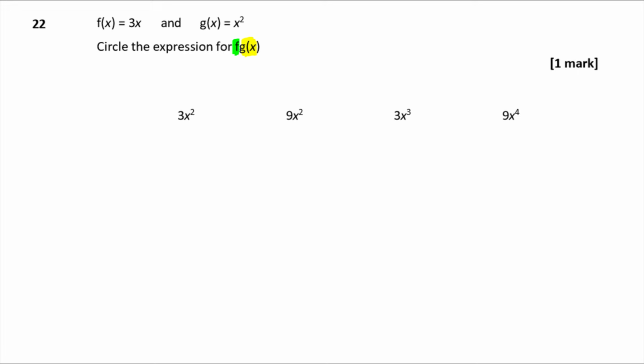Okay, in other words, I'm going to take x squared from here, and I'm going to write it where I see the x here in f of x. So my fg of x is going to be 3, but rather than writing x, I'm going to write the expression for g of x, which is x squared, and that's just going to give me 3x squared then, isn't it? So it's that one there.